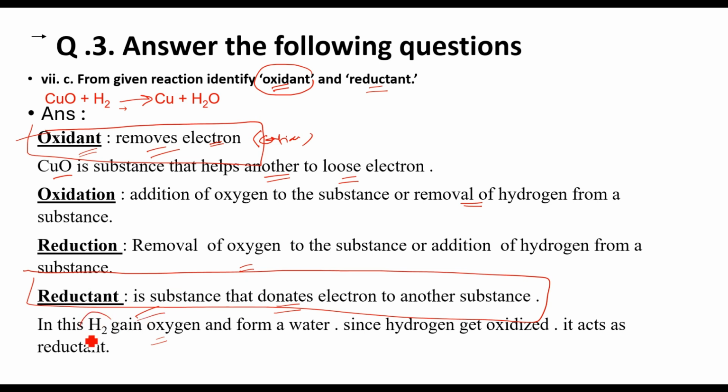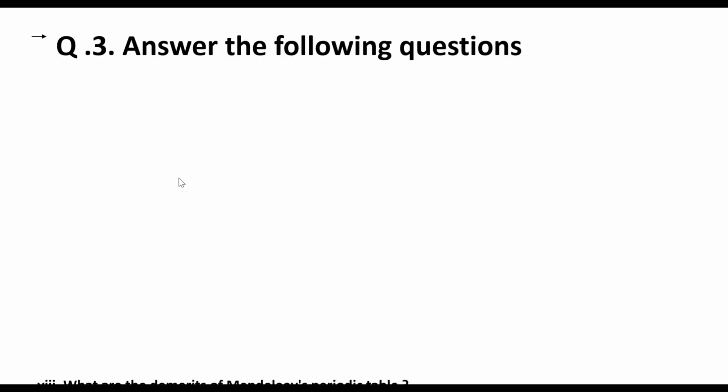So H2 is the reductant and copper oxide is the oxidant in this particular question. In this reaction, oxidation and reduction both take place, therefore it is a redox reaction. For the answer to this question, you have to write only the oxidant and the reductant. No need to write this tail part of it. This is for your understanding and for explanation. These points are given to you.